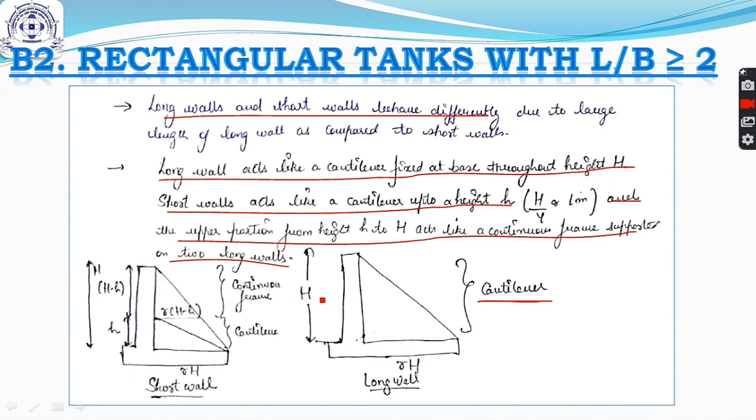So due to the support from the long wall here, the upper portion will act like a continuous frame and the bottom portion will act like a cantilever. So we can say the short wall behaves in the same way as in the previous case, that is L by B less than 2, with the difference that the short wall is being supported by 1 meter and 1 meter portion of the long wall, and the long wall behaves differently, that is the whole height of the long wall acts like a cantilever as in the case of circular tanks with rigid base.